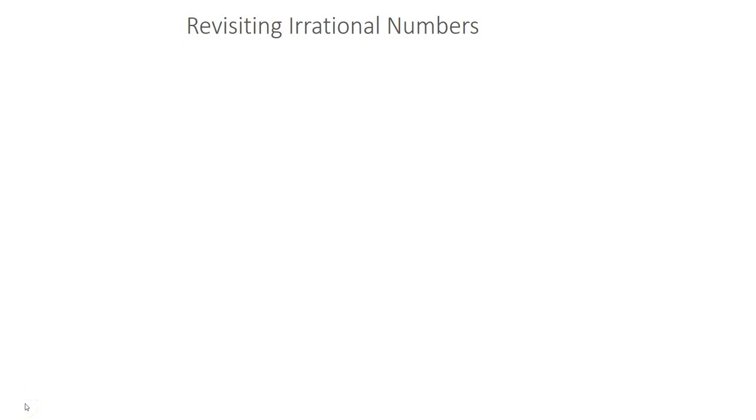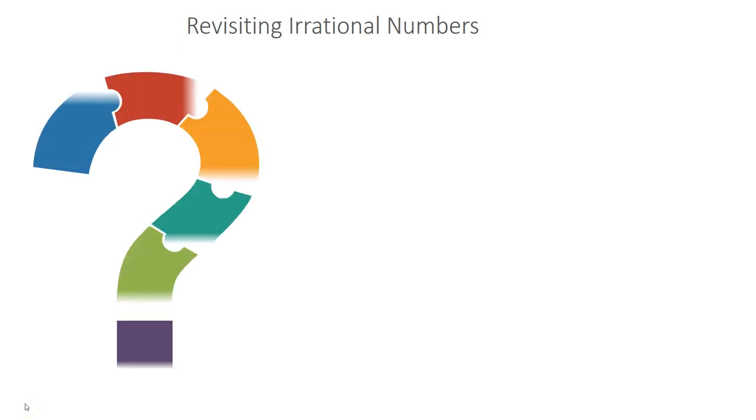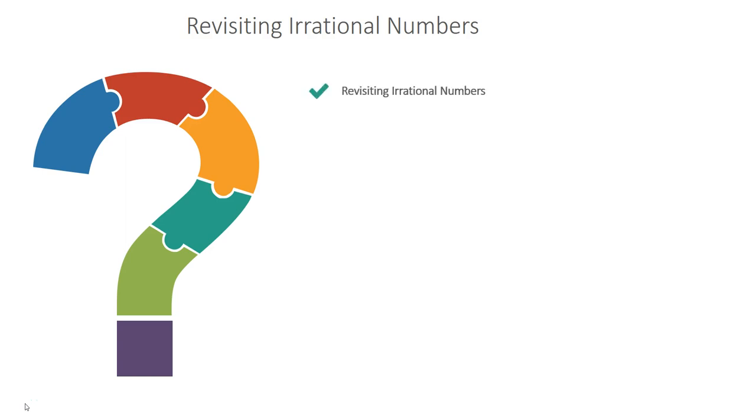In this section, we are going to talk about revisiting irrational numbers. We'll start with revisiting irrational numbers, then we'll talk about square root of p is irrational, where p is a prime number, and then we'll look into some theorem and examples.